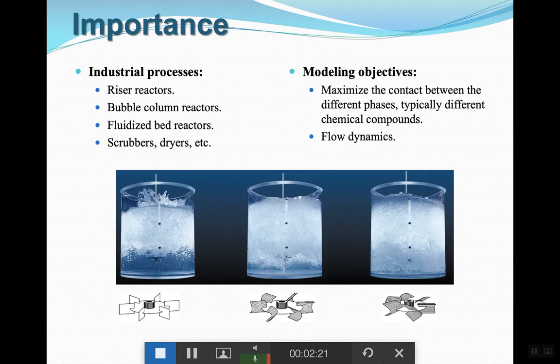The applications in the industry are a lot. You have in industrial processes riser reactors, bubble columns, fluidized beds, scrubbers, dryers, and these are mostly petrochemical applications. But you also have many other applications like internal combustion engines, inkjet printers, jet engines, missiles, in many applications. But in here we will not discuss any specific application. We will go around talking about the general concepts of simulating multi-phase flows.